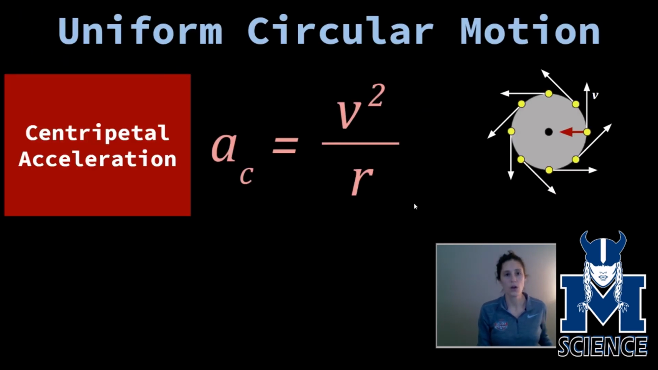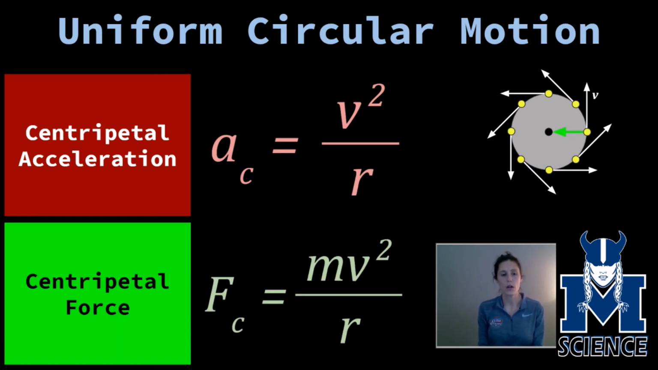Okay, so as a review of what we talked about so far, in uniform circular motion, so when the speed of the object is not changing as it traverses that circular path, the centripetal acceleration equals v squared over r, and the centripetal force is mv squared over r. Those are the two key takeaway equations from this video.